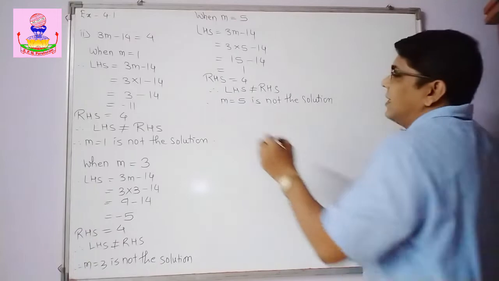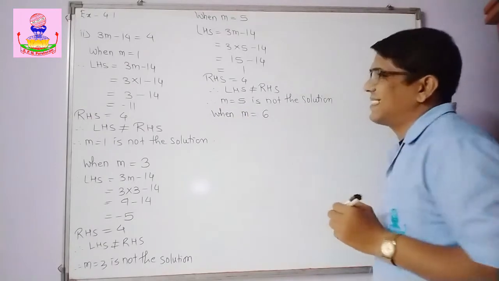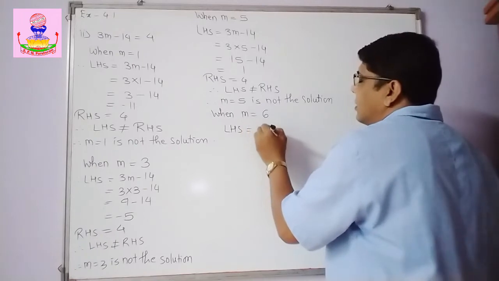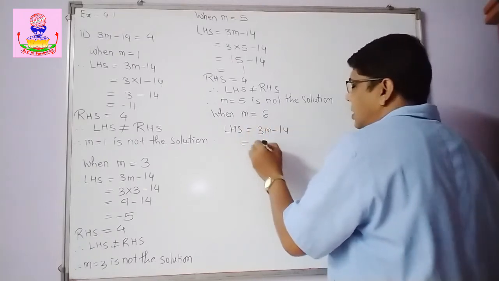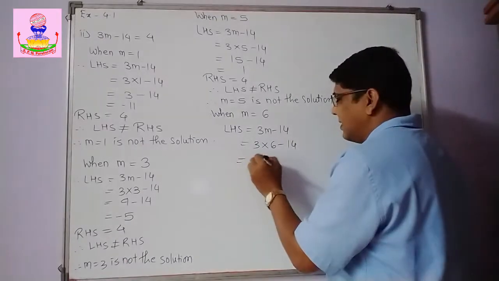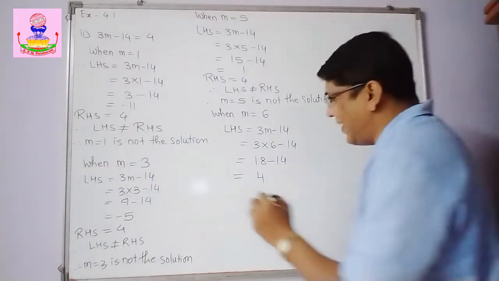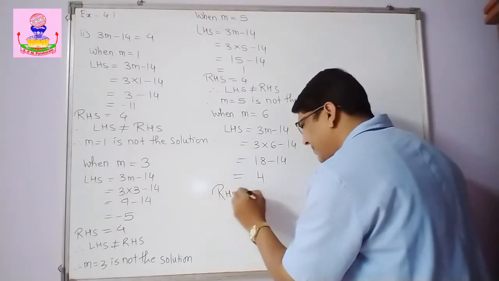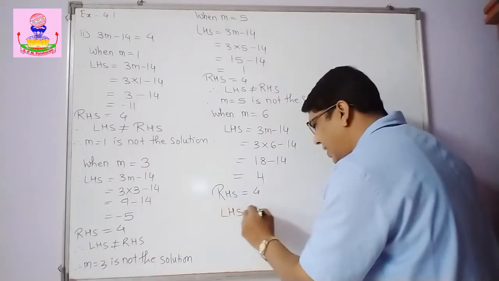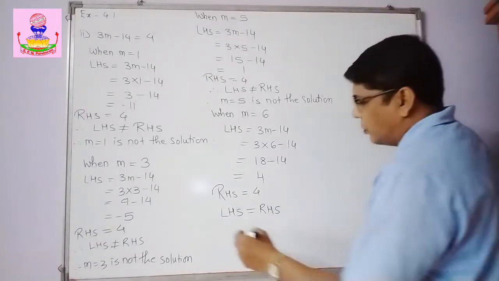Now suppose I take M equal to 6. So what is the LHS? 3M minus 14. So 3 into 6 minus 14. The value of M is 6. 3 into 6 is 18. 18 minus 14 is 4. And what is the RHS? 4. So what do you get? LHS equals RHS. Exactly.